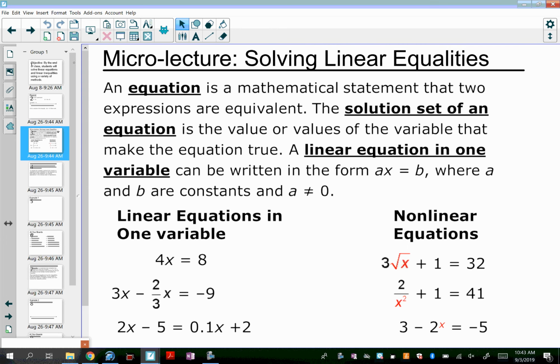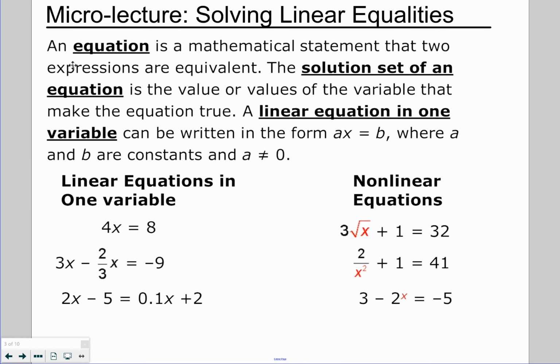Here's what we're going to talk about for the first micro lecture. The first one is solving equations. My hope is that this is going to go very quickly, because you just need a quick refresher on how to do it, so you can spend a lot of time at your spots making sure you know how to solve linear equations.